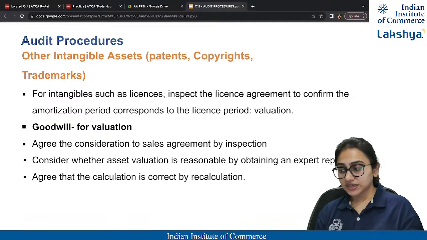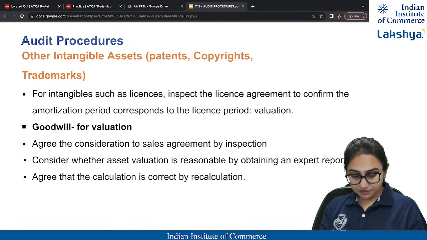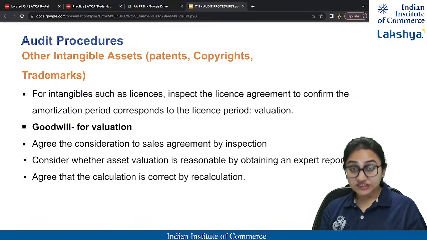Yes, I think there should be an expert to value goodwill because we are not experts in valuation of goodwill. But you yourself also can recalculate things and find out if the calculation is correct.